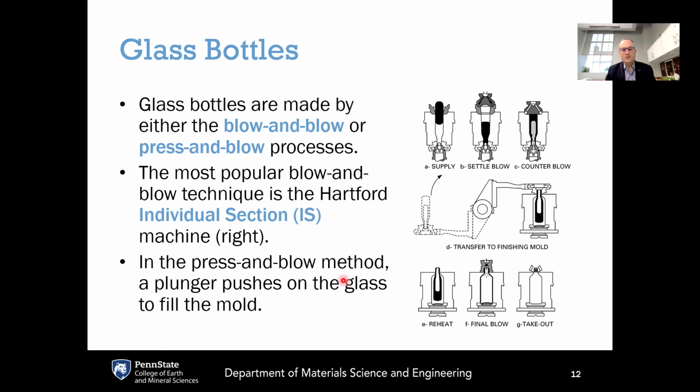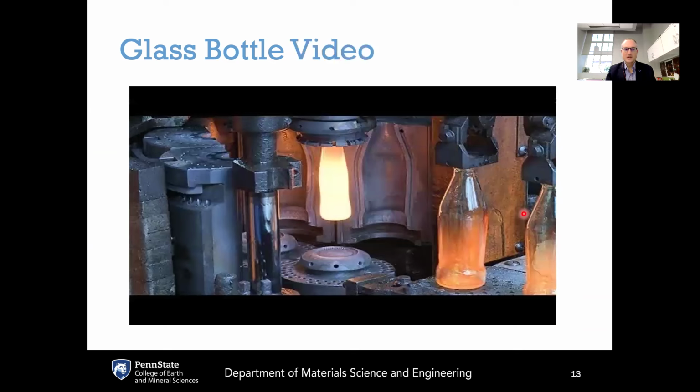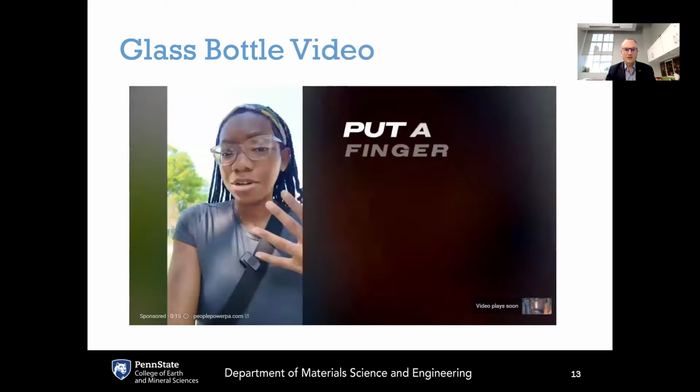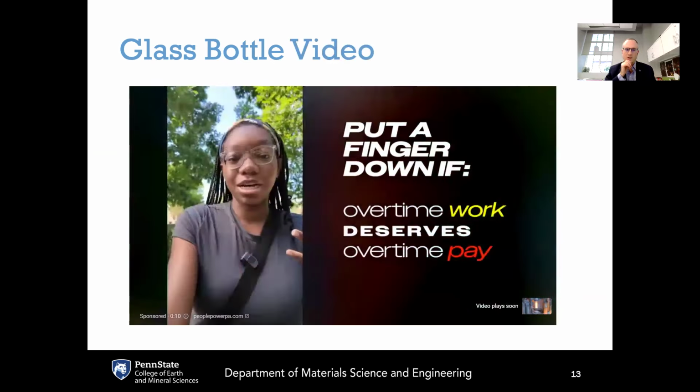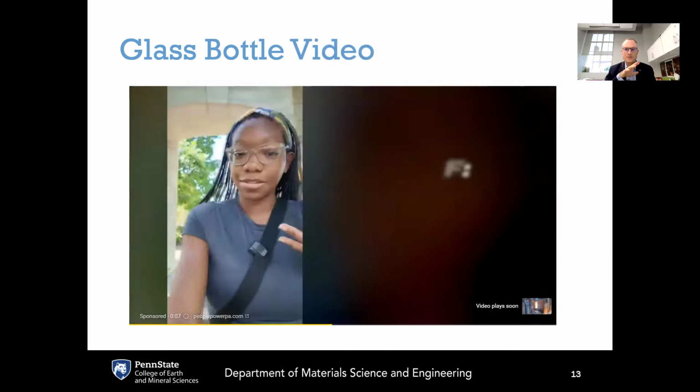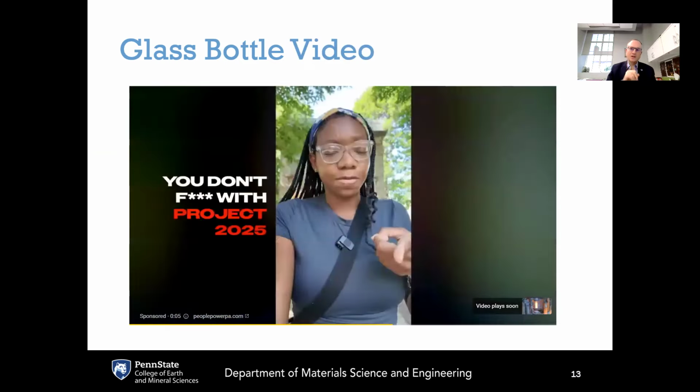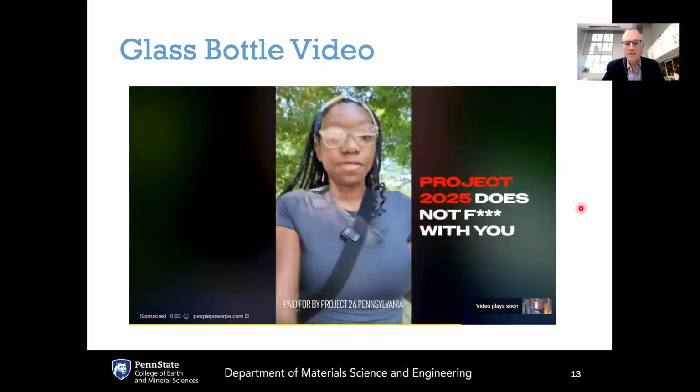In the press and blow method, a plunger is used for the initial step instead of blowing. So basically, there are two molds. There's the initial mold and then the finishing mold, either pressing or blowing into the first mold, and then transferring into the finishing mold where it is finalized. Here's a video that shows the glass bottle process. This, I believe, is coming from Owens-Illinois, and this will show you the glass bottle machine in action.